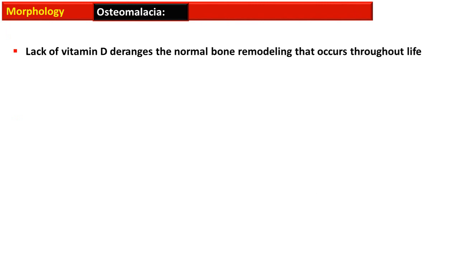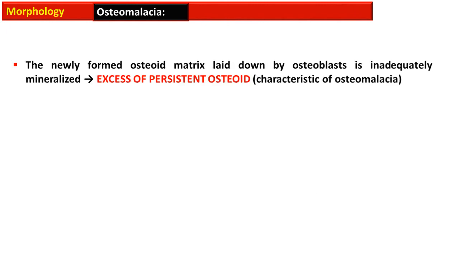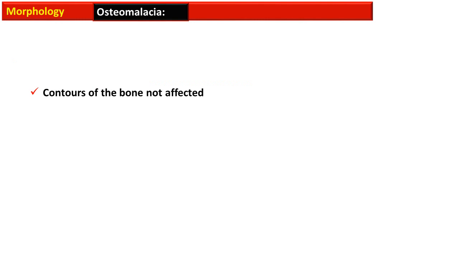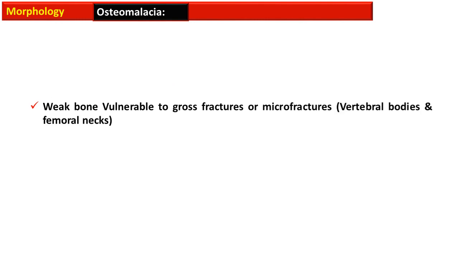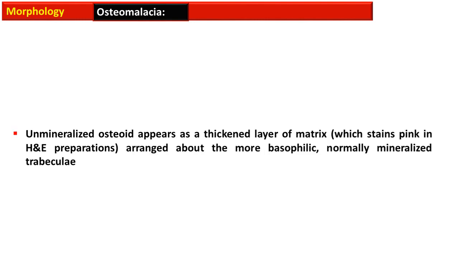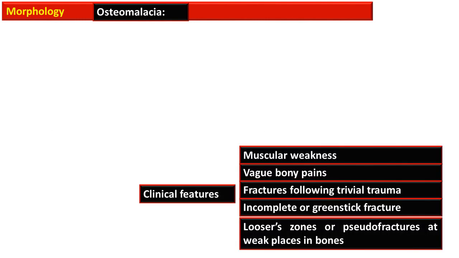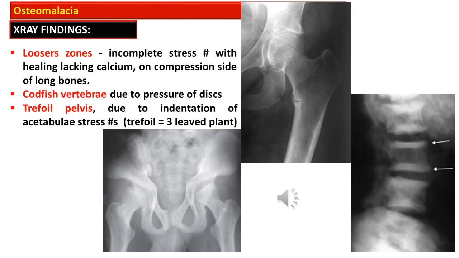Osteomalacia is characterized by the presence of persistent excessive osteoid, and the contour of the bone is not affected. However, the bones are weak and susceptible to fracture. The clinical features are vague bony pains, muscle weakness, fractures following minor injuries, greenstick fractures, or Looser zones. On radiology, Looser zones, codfish vertebrae, and trefoil pelvis are characteristics of osteomalacia.